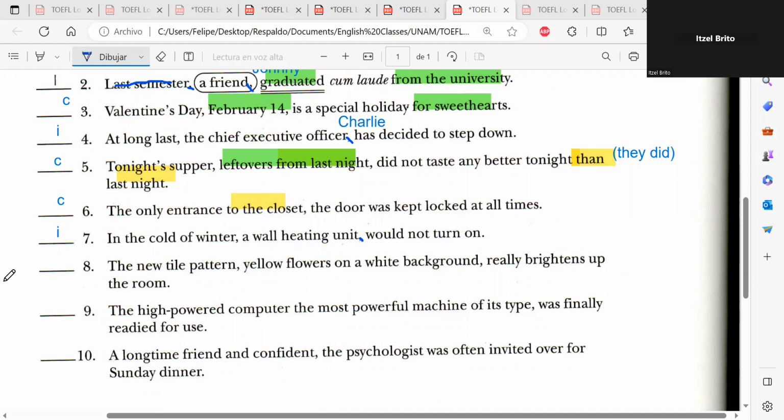The new tile pattern, yellow flowers and a white background, really brightens up the room. How do you pronounce this? Yellow. Yellow. Okay. And this? Flowers. Flowers. Okay. Good.